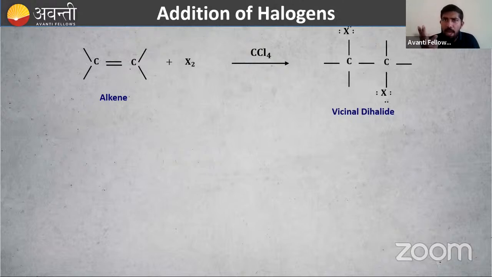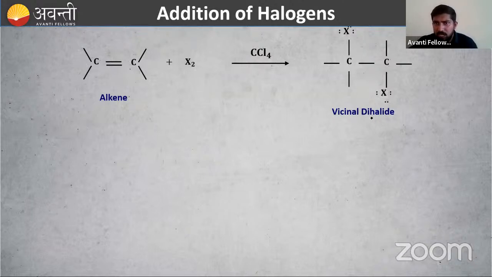Then halogen, there are two halogens, right? They will be added to adjacent carbons. If halogens are present on adjacent carbon atoms, that is known as vicinal dihalide, like you and your friend, neighbors. If this is your mother, then two daughters, or two sons, that is known as geminal dihalide. So this is vicinal dihalide.